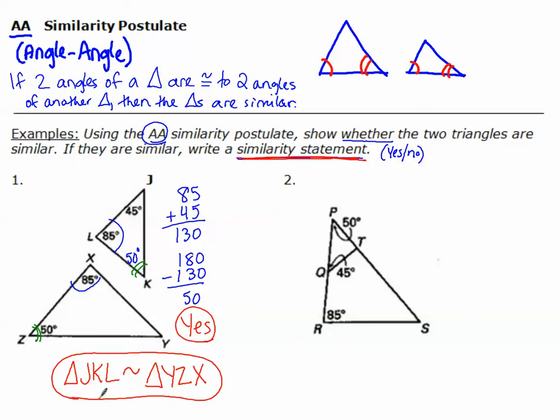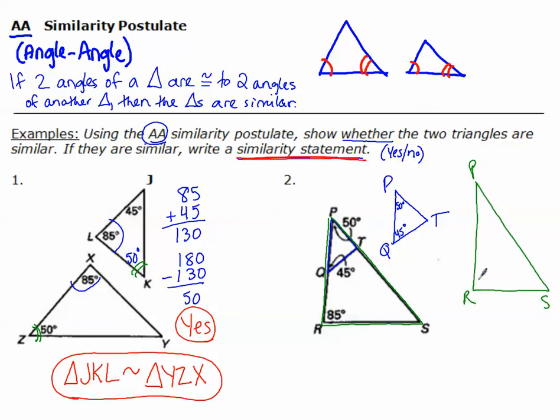In this one, it's a little bit trickier to see because the triangles are overlapping each other. So here's what I like to do: draw the two triangles separately. I've got this little triangle that's P, T, and Q with a 50 degrees and a 45 degrees. Then we've got the larger triangle that goes from P to R to S. So let's try to draw that one as we see it, P, R, and S, and there's an 85 degrees in R, and the P is 50 degrees, so we can put that there.